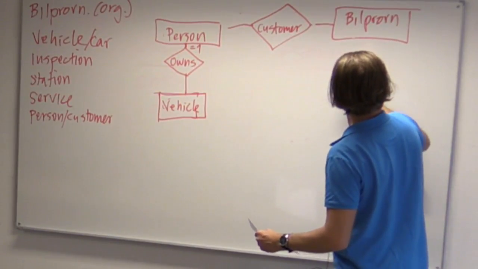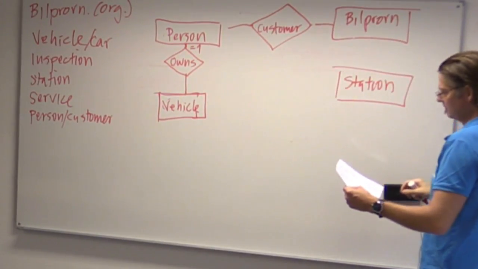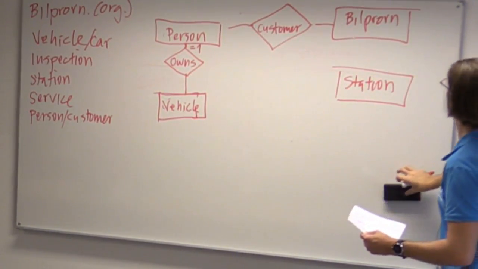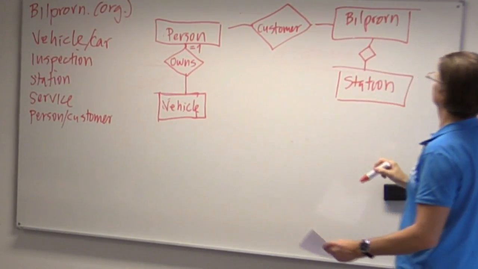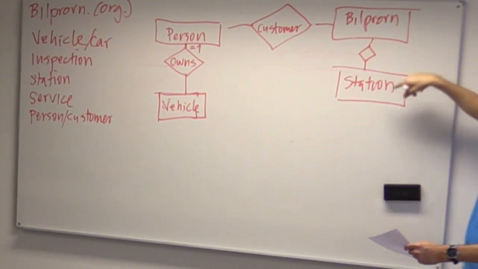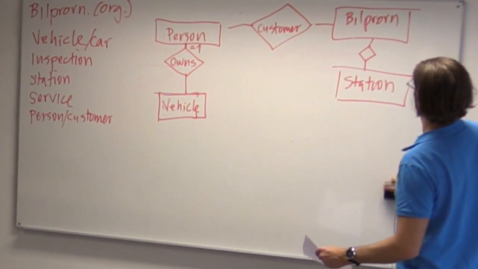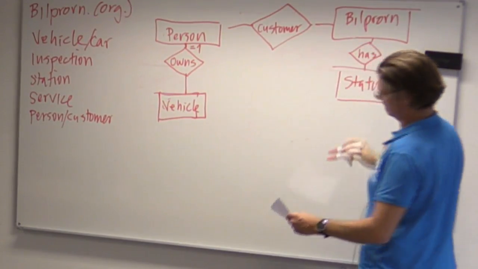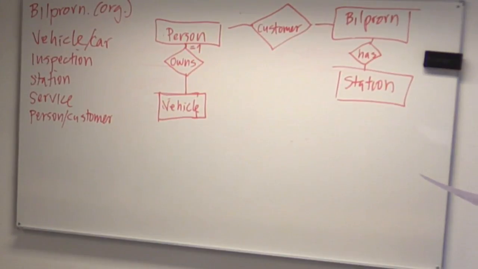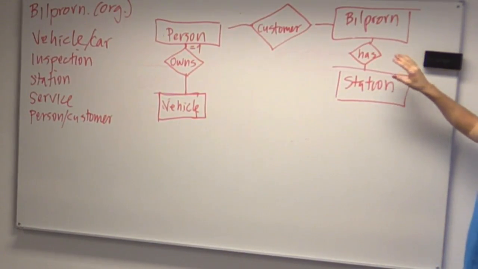Then we have a station. And let's leave it for a while like that. Somehow there's a relationship between those two. When you say has, station has, yeah. I think it would be better if you would end up with something a bit more declarative here. But let's put has here.